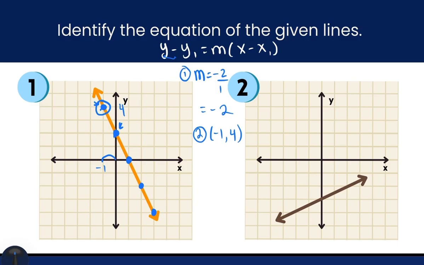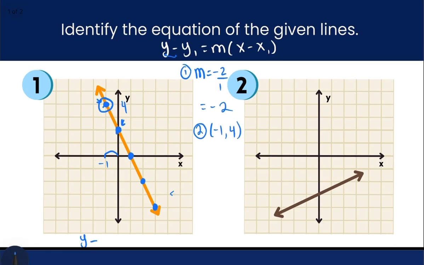Now I'm going to plug this into my point slope form, which will be y minus y1, which is 4, equals my slope, -2x. Now remember, I'm going to write this as x minus -1, which will be plus 1. And that's it. That's my point slope form for the first graph.